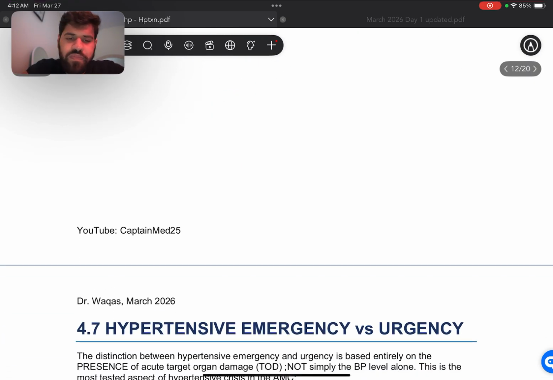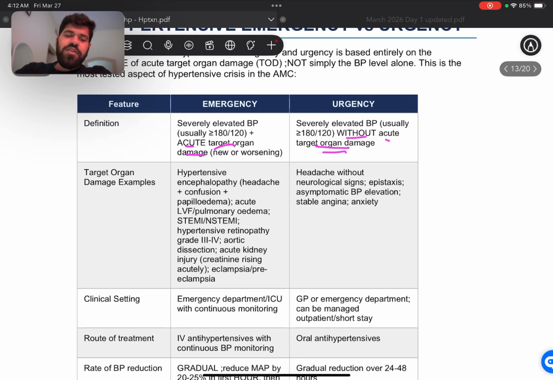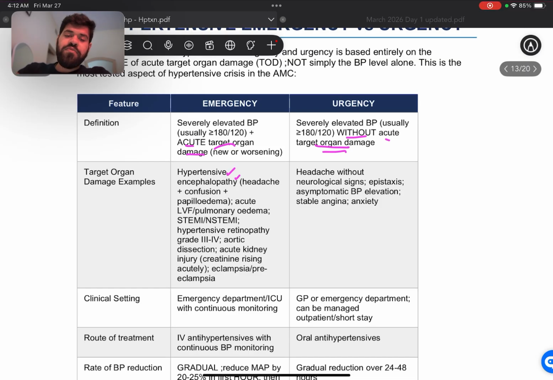All right, now coming on to this important topic of emergency versus urgency. Emergency is with acute target organ damage, whereas urgency is without acute target organ damage. All right. Target organ damage for emergency is going to be hypertensive encephalopathy.